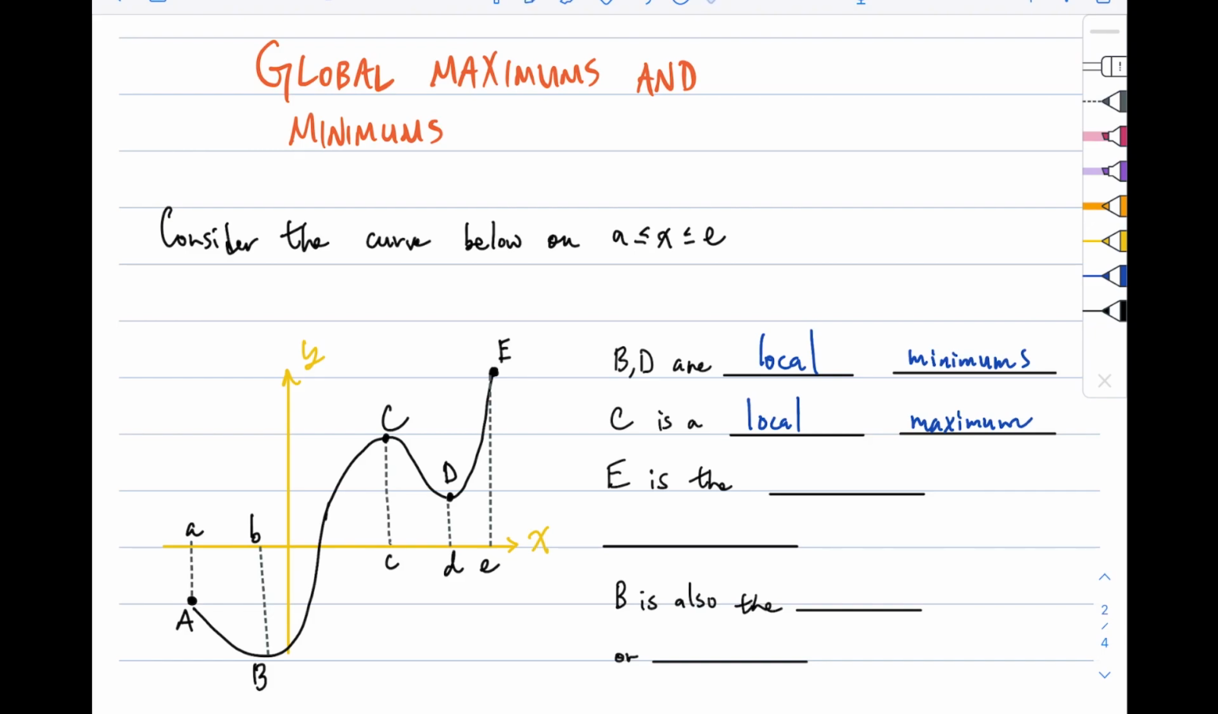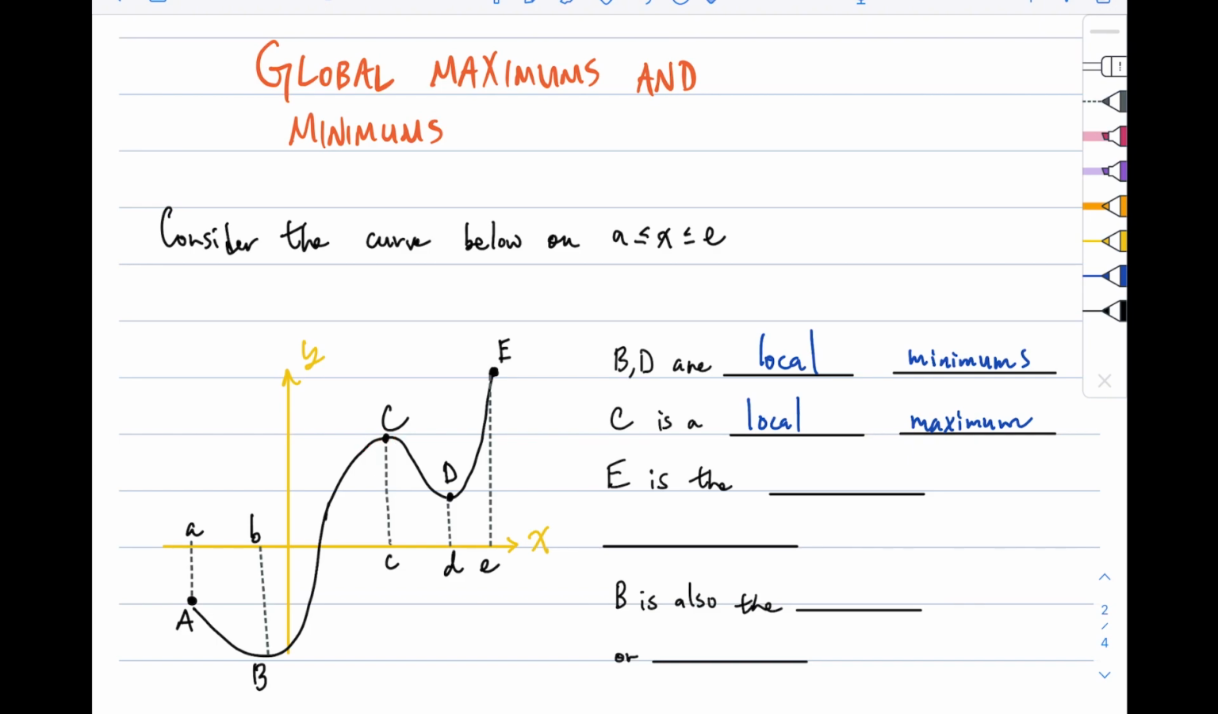Point E here is at the very end, and this is a point that we haven't quite talked about yet. Before we talk about point E, I want to talk about point C and what the word local means here. If you imagine looking in the locality of point C, near point C, the y coordinate of point C is the highest y value in its locality, close to it.